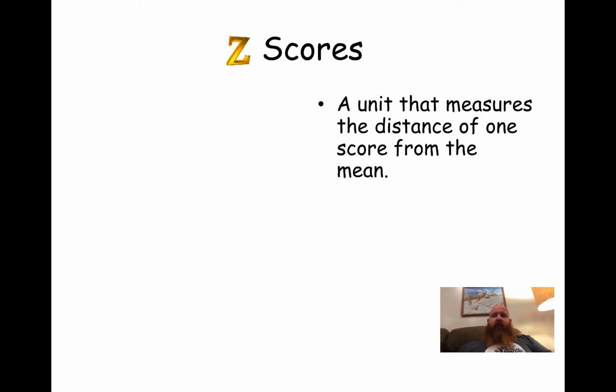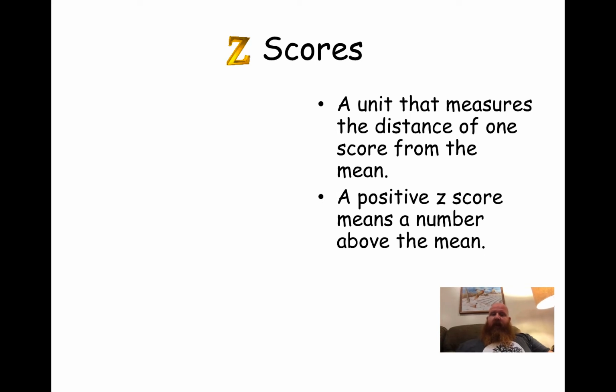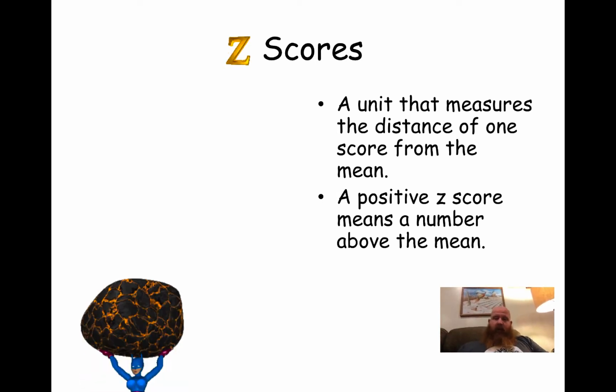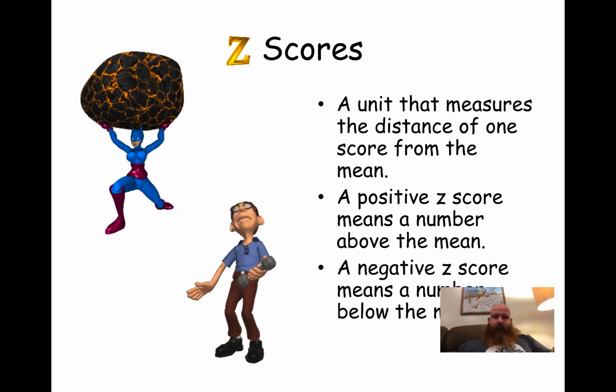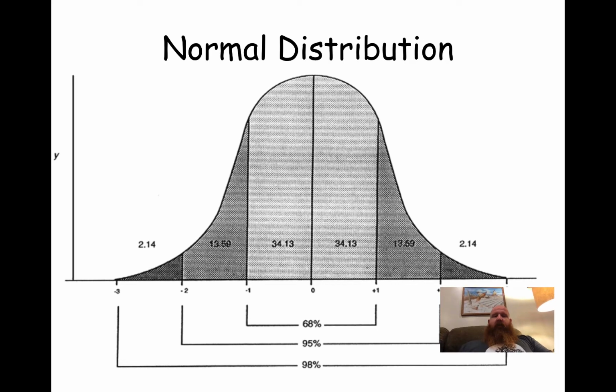Z-scores, I'm not going to get into a whole lot right now. That just shows you how far away from the mean, how far a data point is from the average. If you have a positive score, it means you're above the mean. If it's a negative score, you're below the mean. That's pretty easy.